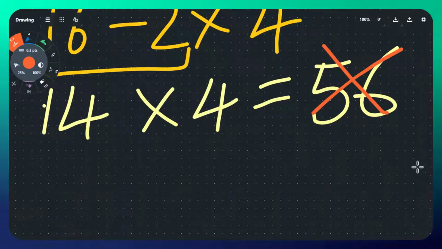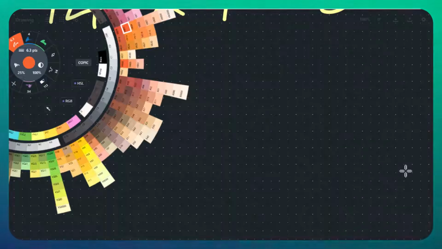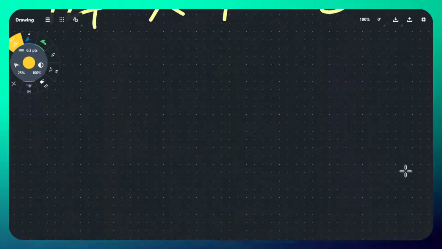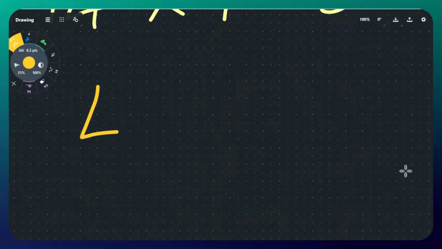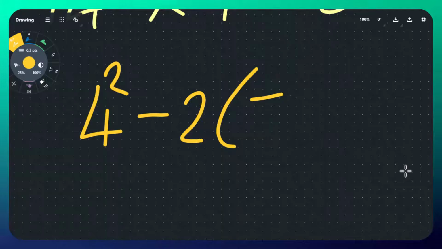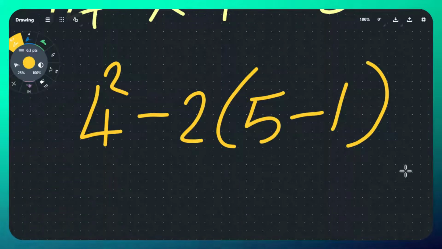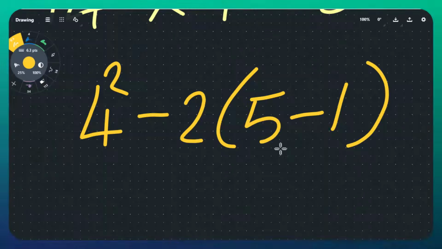So let us solve this question correctly, following the order of operations. I'm going to rewrite the question again. So that's 4 squared minus 2, bracket 5 minus 1. So what is the first step to follow?